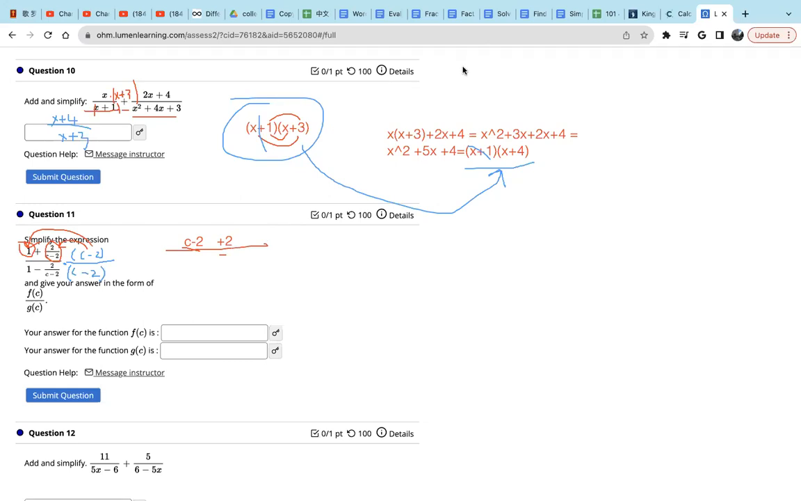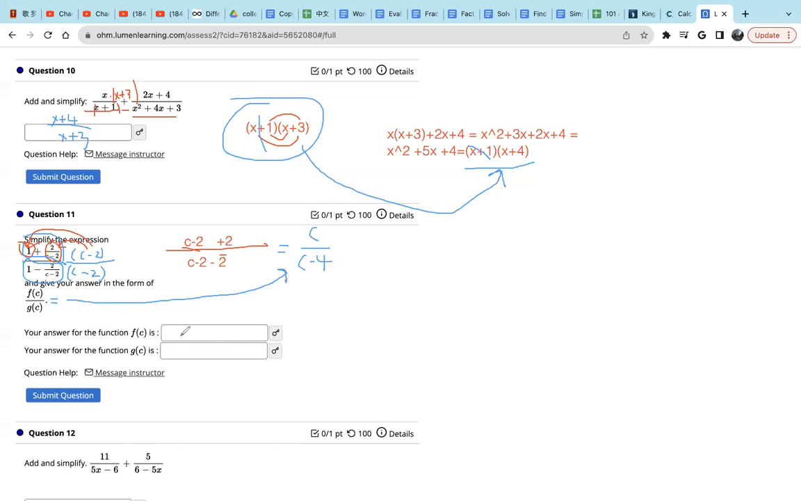Same thing for the denominator. Let me use a different color. The denominator's 1 becomes c minus 2, minus 2 over c minus 2 times c minus 2. That's just 2. So let's simplify the numbers. C minus 2 plus 2, that's just c in the numerator. In the denominator, we have c minus 2 minus 2, which is c minus 4. So that's it. So f divided by g, right? The numerator we're treating as f, the denominator we're treating as g. F divided by g equals this, c over c minus 4.